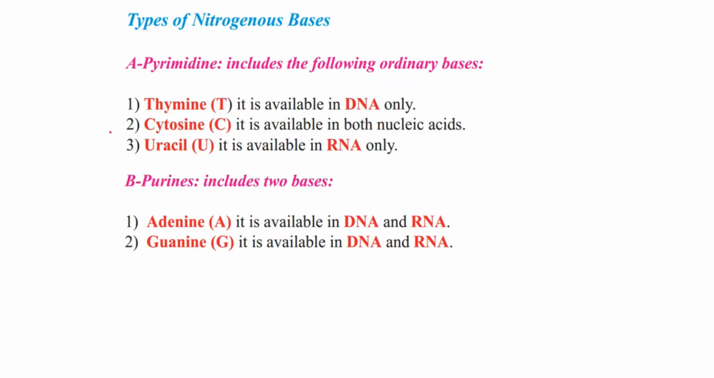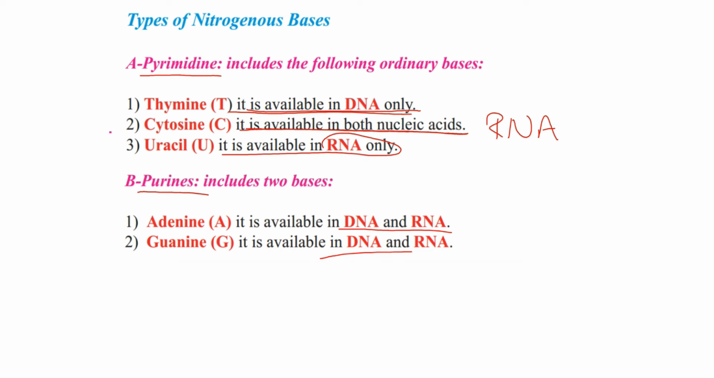But not too much. There are how many? 5 types of these nitrogenous bases, which are divided into 2 groups, pyrimidines and purines. Pyrimidines include thymine, available in DNA only, and cytosine, available in both nucleic acids, because in addition to DNA we have another nucleic acid which is RNA. So thymine is only for DNA, cytosine for DNA and RNA, but uracil only for RNA. The purines, adenine, is available in DNA and RNA, and guanine is also found in DNA and RNA.